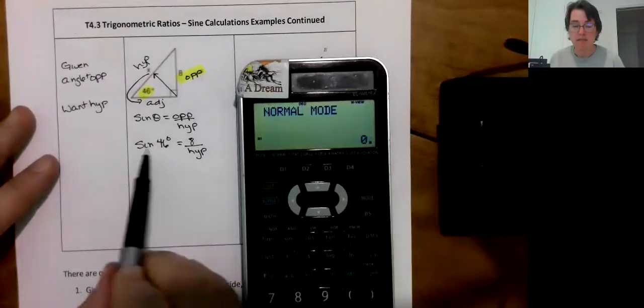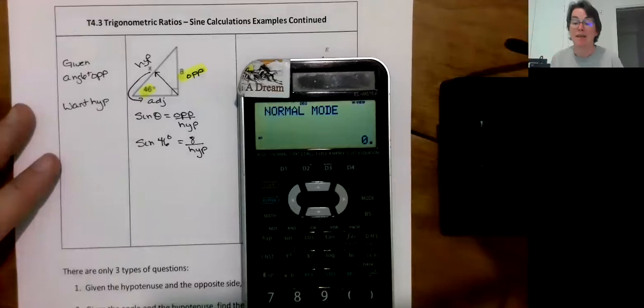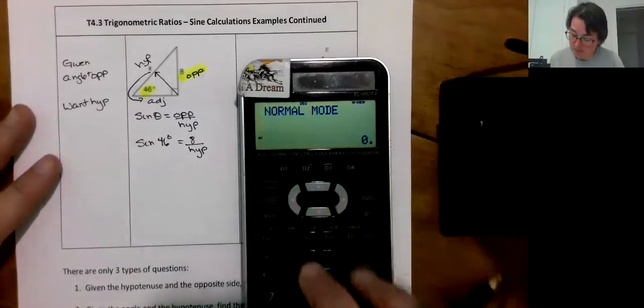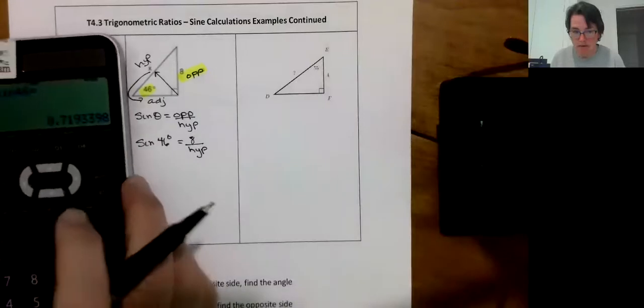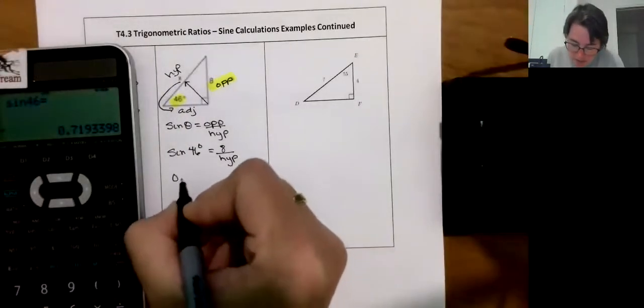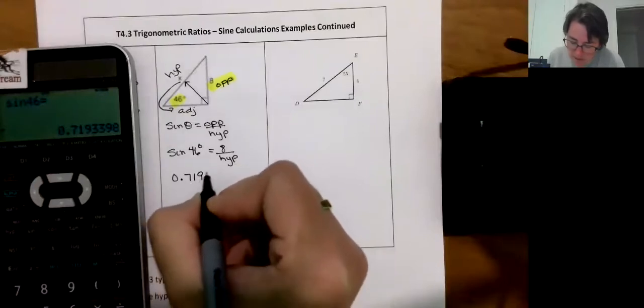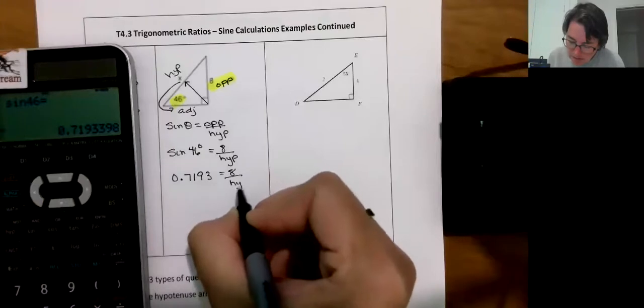If you are used to carrying that through and doing the calculations all at once at the end, that's awesome. I've just found students struggle with it. So let's make life easy. So sine 46 degrees. Oh, I gotta move my calculator over, sorry. 0.7193 is 8 over hypotenuse.